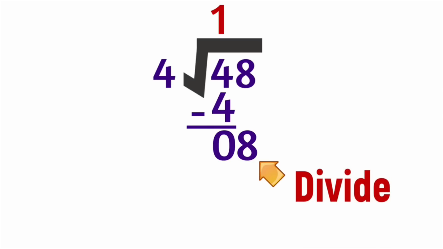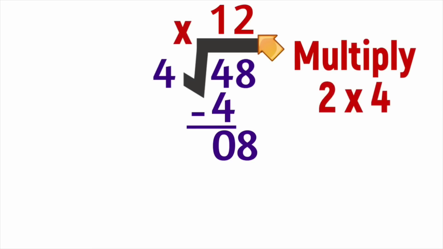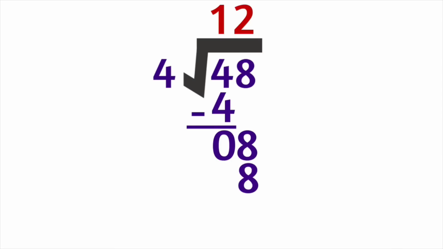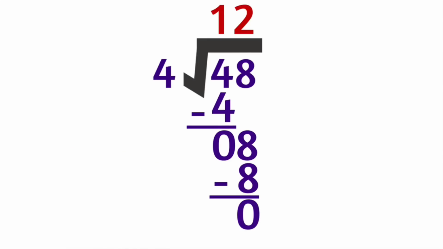2. Yeah. So we put the number 2 on top of the bracket, next to the 1, and right above the 8. Next, we multiply again. This number 2 times 4. What is 2 times 4? 8. We put that answer, the number 8, right here under this 8. Then we subtract. 8 minus 8 equals 0. Yeah. And there's nothing left to bring down, so we're done.